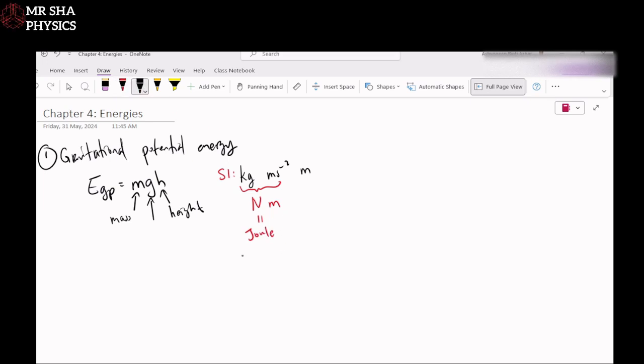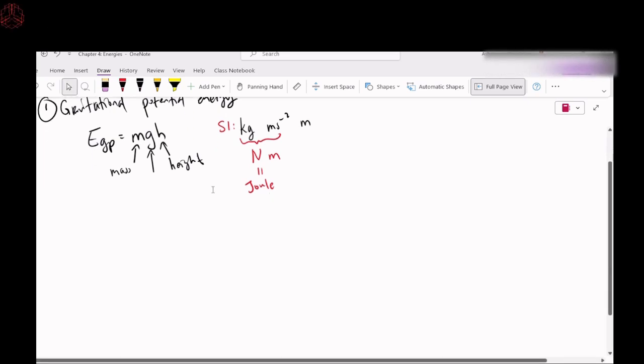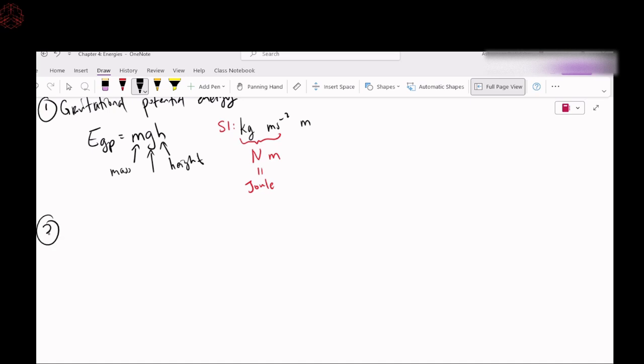Now moving on, the second type of energy that we want to talk about is the elastic potential energy.